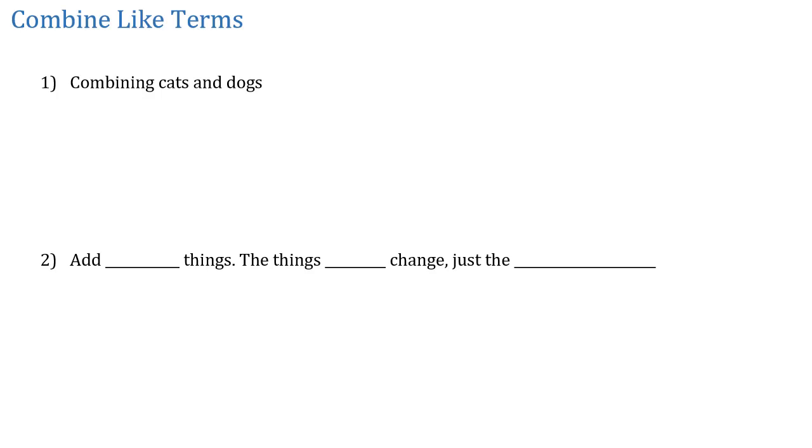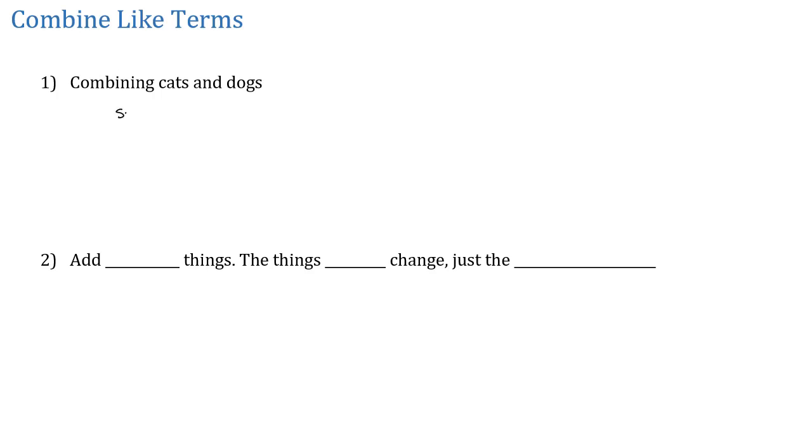Sometimes when we're simplifying algebraic expressions, we never know what the x and the y or the variables represent. And so the best thing we can do is simplify as much as possible. And one of our greatest tools to simplify is what is called combining like terms. And let's think about how we can combine first with cats and dogs.